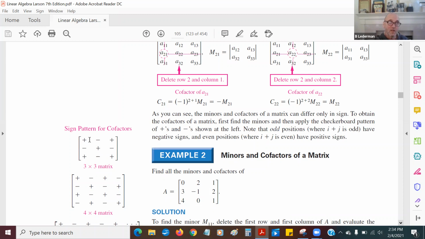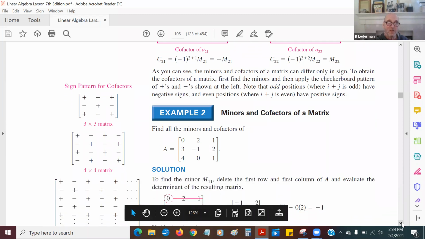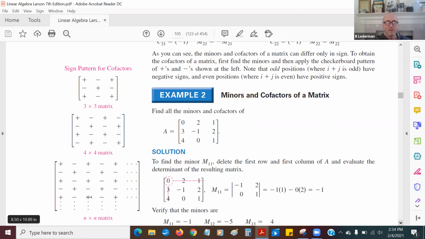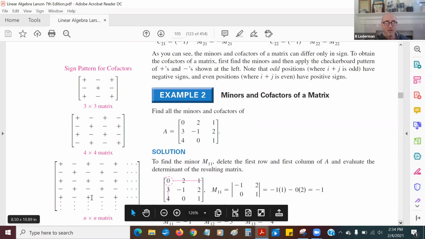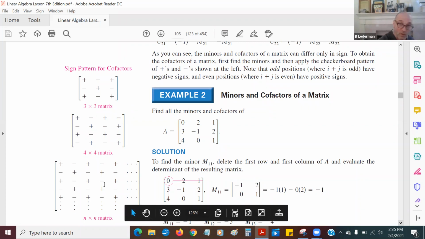So you're going to have an alternating pattern, and it's going to go in both directions. If you have a 4x4 matrix, you're going to have a similar alternating pattern. This is a good thing to just remember. And if you have a 5x5 matrix or an n by n matrix, you're going to have a similar pattern of plus, minus, plus, minus. Let's say this one right here is the fifth row, third column. 5 plus 3 is 8, -1 to the 8th power is positive, and so on and so forth. That's how this works, giving you an alternating plus or minus situation.